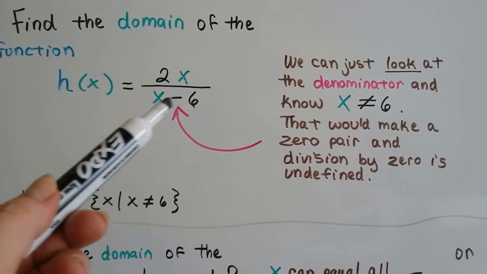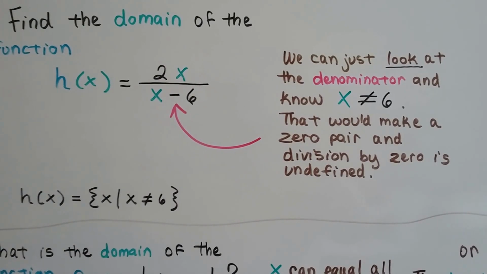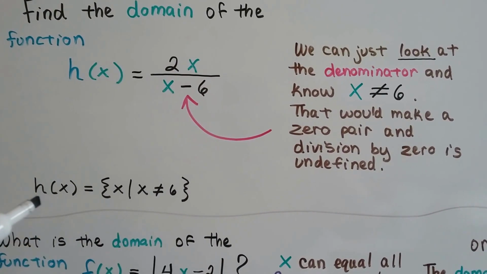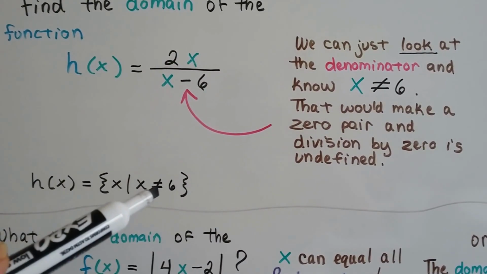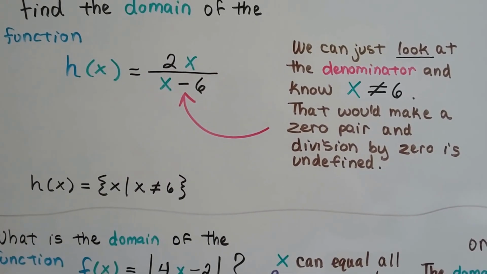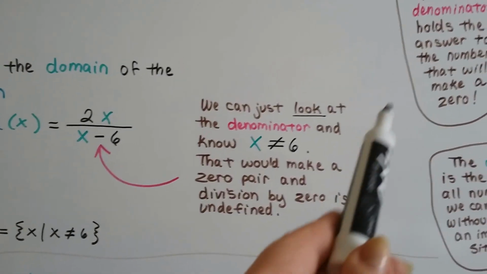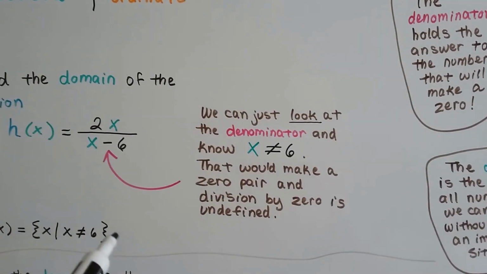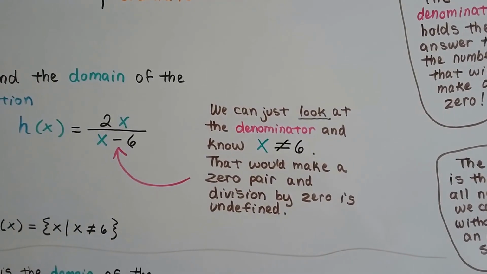So if we had 6 minus 6, that would make a 0 here again, and it would be undefined, right? So what's not allowed is a 6. So h of x is equal to x such that x is not 6. See? All the other ones are okay. The denominator holds the answer to the number that'll make a 0. So you'll know what to put in here by what's going to make a 0 in the fraction.